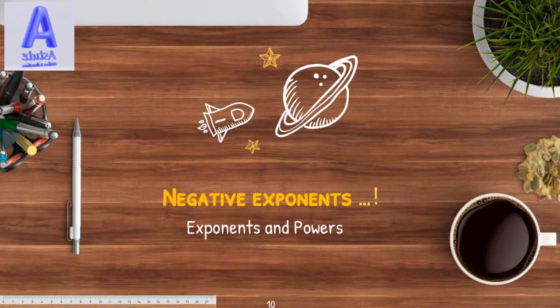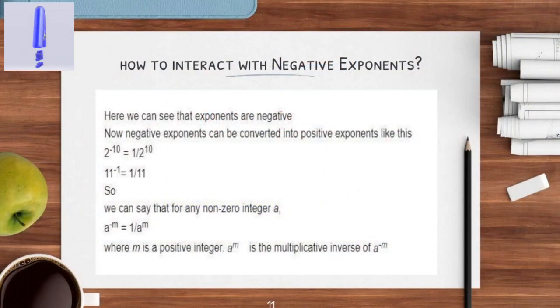Negative exponents. Exponents and powers. How to interact with negative exponents. Here we can see that exponents are negative. Now negative exponents can be converted into positive exponents like this. 2 to the power minus 10 is equal to 1 by 2 to the power 10.